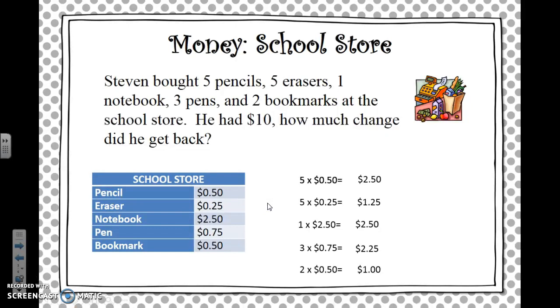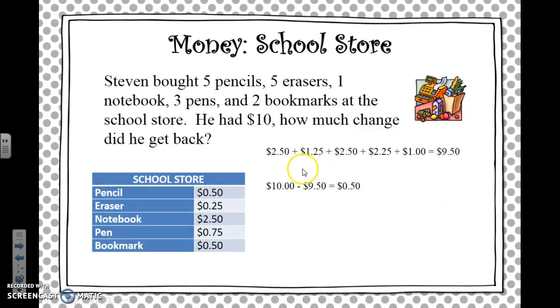Now I need to think, have I answered my question? The question is he had $10. How much change did he get back? Well, I haven't answered my question yet. So the next thing I'm going to do is I need to add up all of these amounts. When I add them up, I have $2.50, $1.25, $2.50, $2.25, $1, and that all adds up to $9.50. I'm going to go ahead and subtract that from $10.